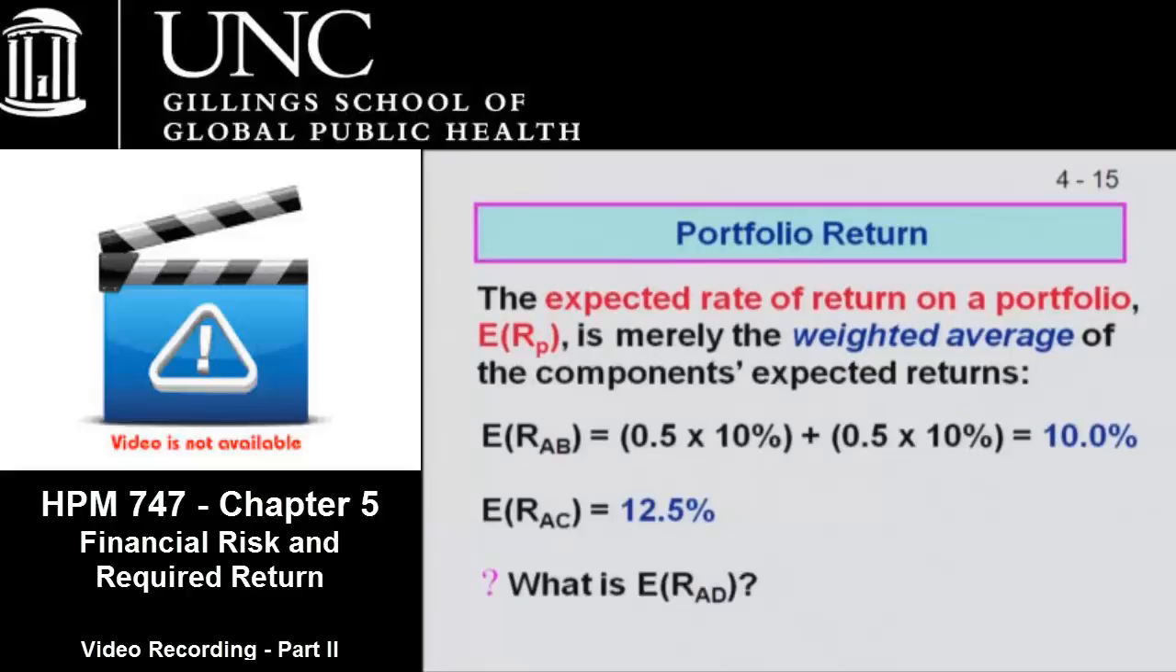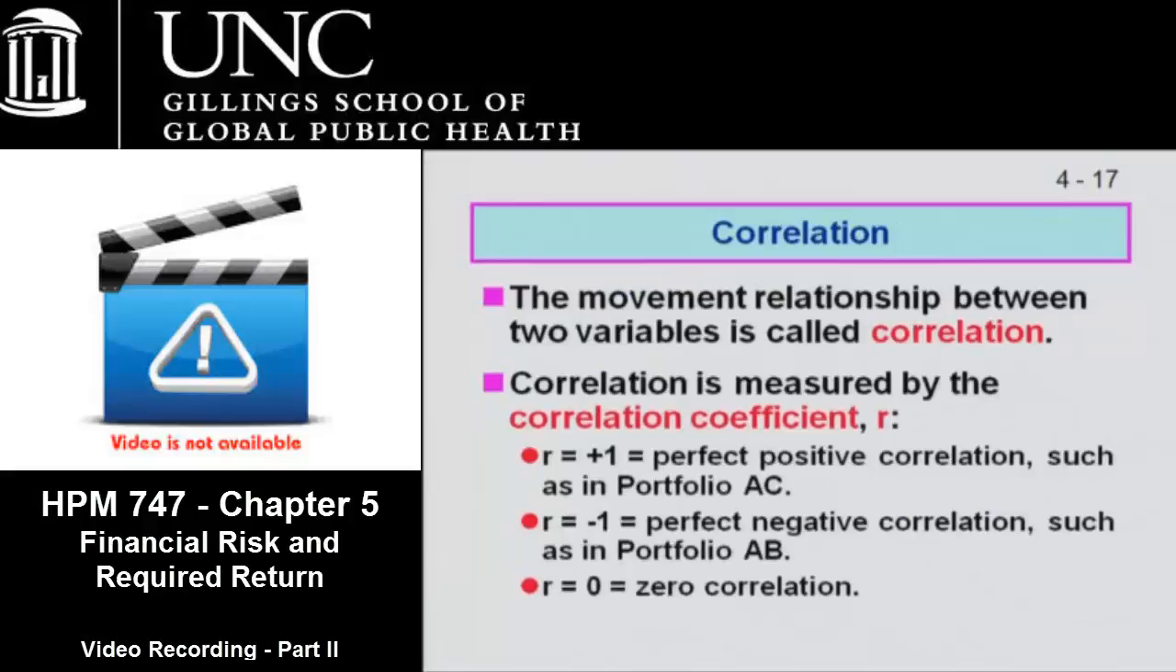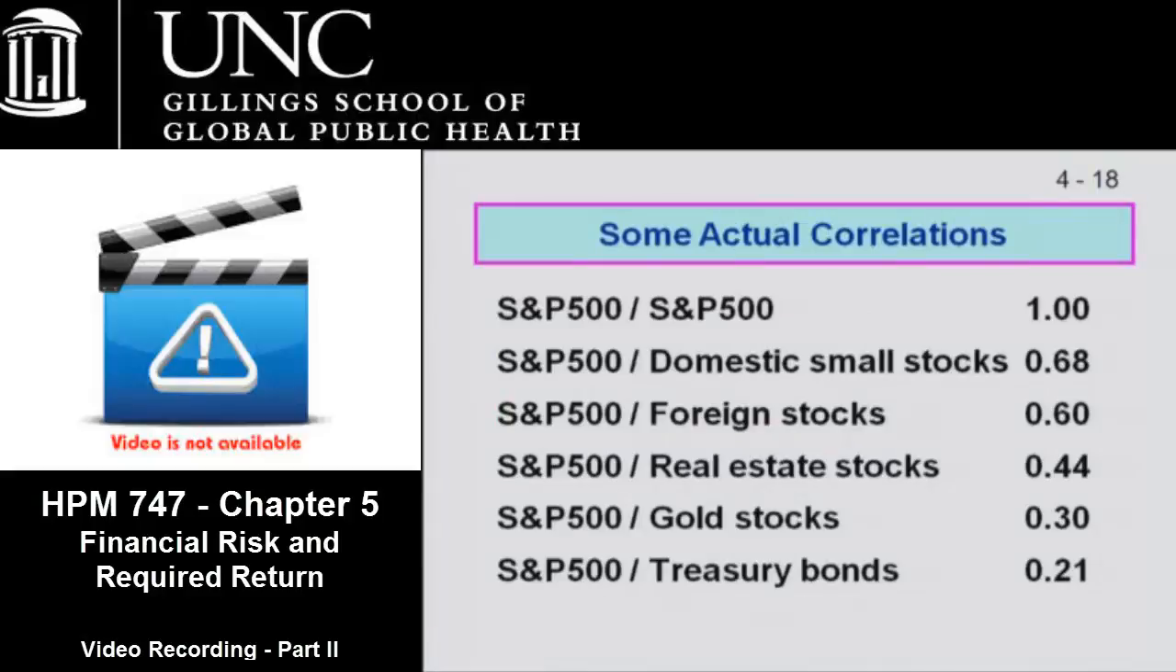So the expected return on the portfolio we talked about. The portfolio's risk, as I just demonstrated, is not just the weighted average of the standard deviations, but it depends on the relationships, and that's the correlation. And the correlation, as I just stated, +1 is perfect positive, -1 is perfect negative, and 0 means there's no correlation, it's random. Some real-world correlations: the correlation between the Standard & Poor's 500, which is a widely used measure of the stock market, and foreign stocks is 0.6, gold stocks is 0.3, treasury bonds is 0.21.